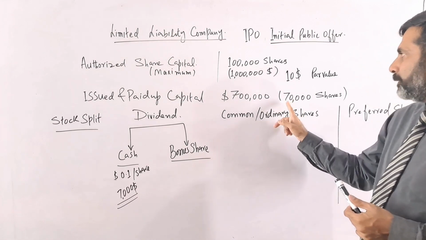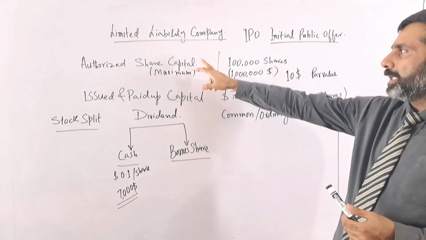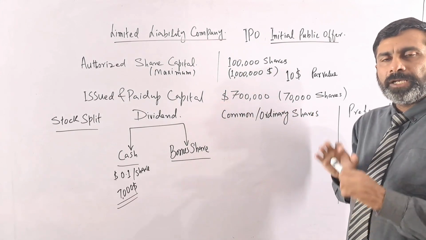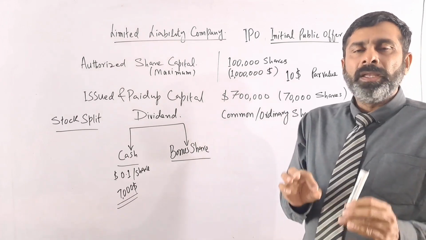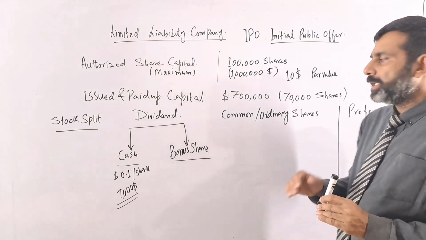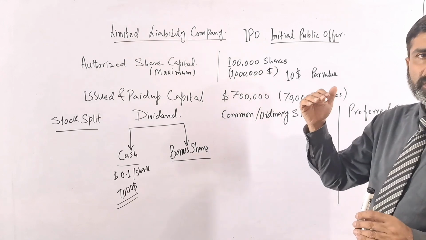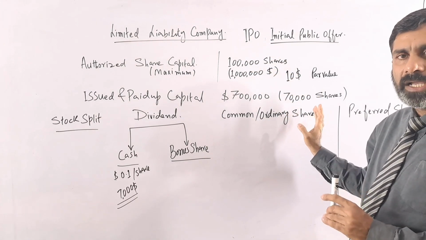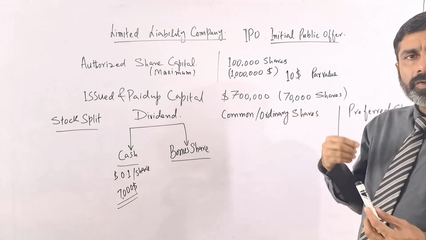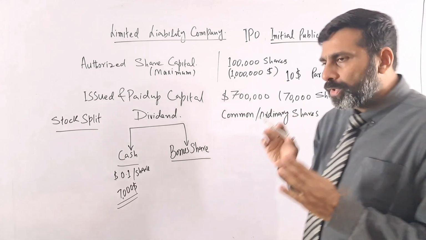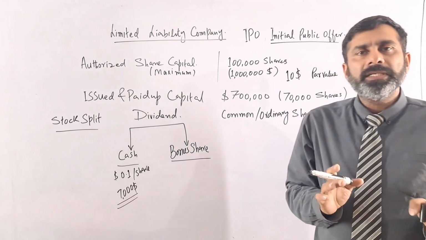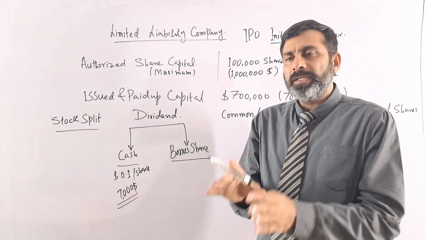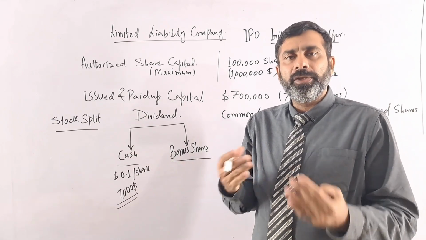In that case, the company has a total 100,000 shares, that is the authorized capital, and 70,000 shares they have already issued. It means the company still has room. How many shares can they still issue? They can still issue 30,000 shares, because out of 100,000 they have issued only 70,000. So they can issue some more shares. So what is the bonus share? Bonus share is the dividend that is given to the shareholder, not in the form of cash, but in the form of new shares.